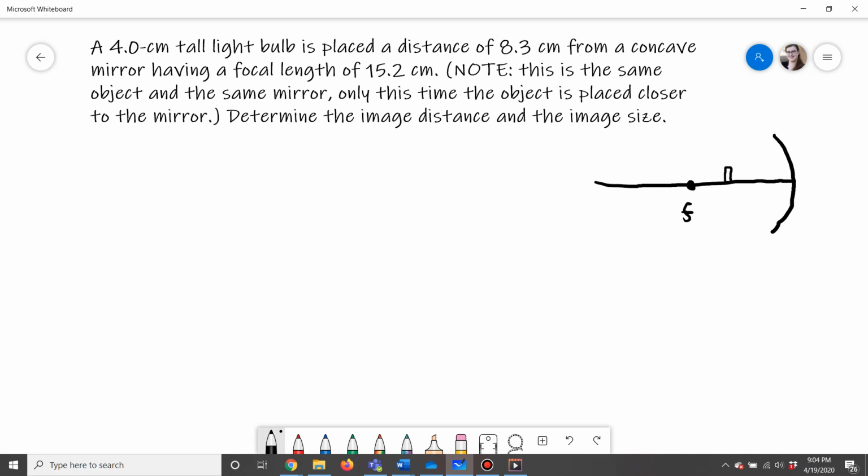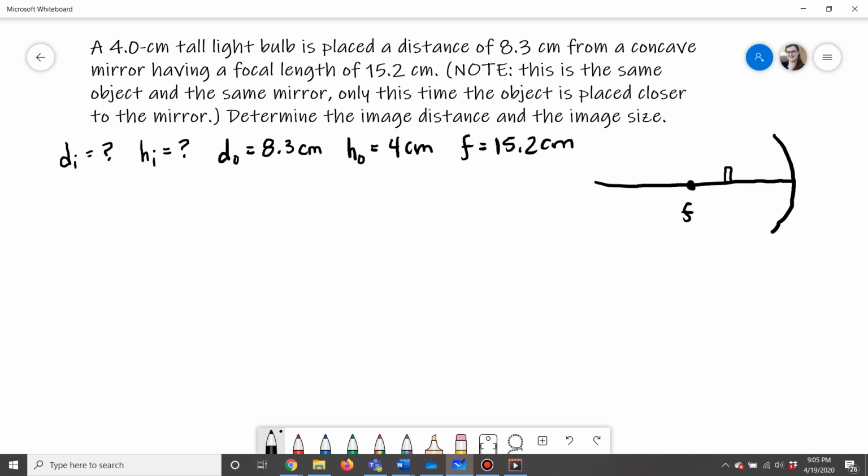We again know that our distance of our image is what we're looking for, and our image height. So that must mean that we have the distance of the object. It tells us that it is placed 8.3 centimeters from the mirror. That must mean that we have the object height, which is 4 centimeters. And that must mean that we have the focal length, which is 15.2 centimeters.